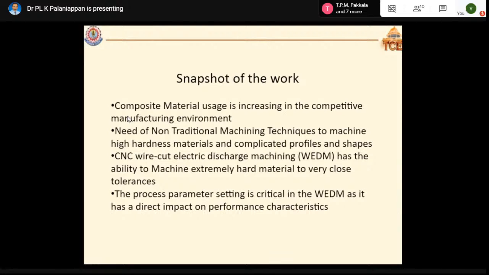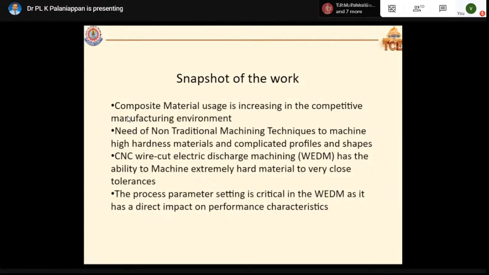The need for non-traditional machining techniques is essential, because most composites, especially metal matrix composites, have high hardness, and we have to machine high hardness materials. We also have to machine complicated profiles and shapes. So the need for non-traditional machining techniques is inevitable. The conventional techniques take a long time, and tool wear is another very big problem with conventional machining techniques when machining hard materials. So non-traditional machining came out as a solution to machine high hardness materials.